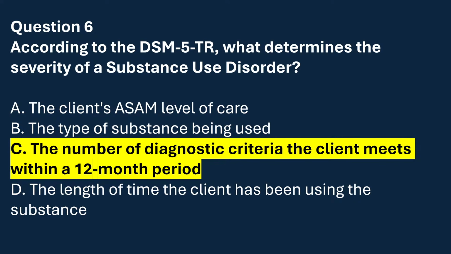A is incorrect because the ASAM criteria determines the most appropriate level of care, not the severity of diagnosis. B is incorrect because the type of substance does not determine whether a disorder is mild, moderate, or severe. Severity is based on the number of DSM-5 criteria met. And D is incorrect because although duration of use may be clinically important, the DSM-5 does not determine severity based on how long a person has used the substance.